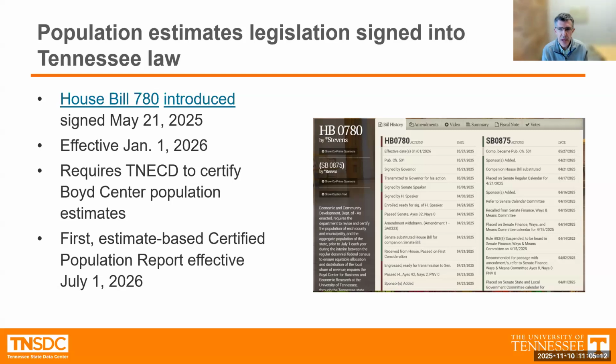In essence, what it does is it asks us here at the Boyd Center, through the Tennessee State Data Center, to produce population estimates for the state of Tennessee. And then it requires that the Department of Economic and Community Development certify those populations and report them in the Certified Population Report, thus becoming the basis for revenue distribution. The first certified population report that will contain those estimates will be published on July 1st, 2026. So in essence, this becomes effective next July.